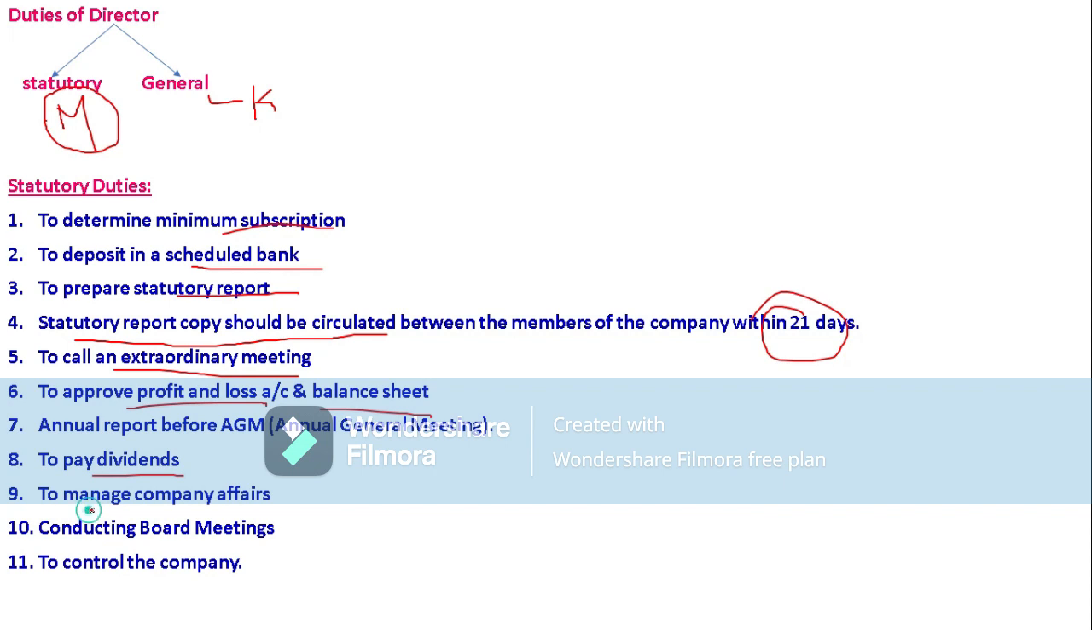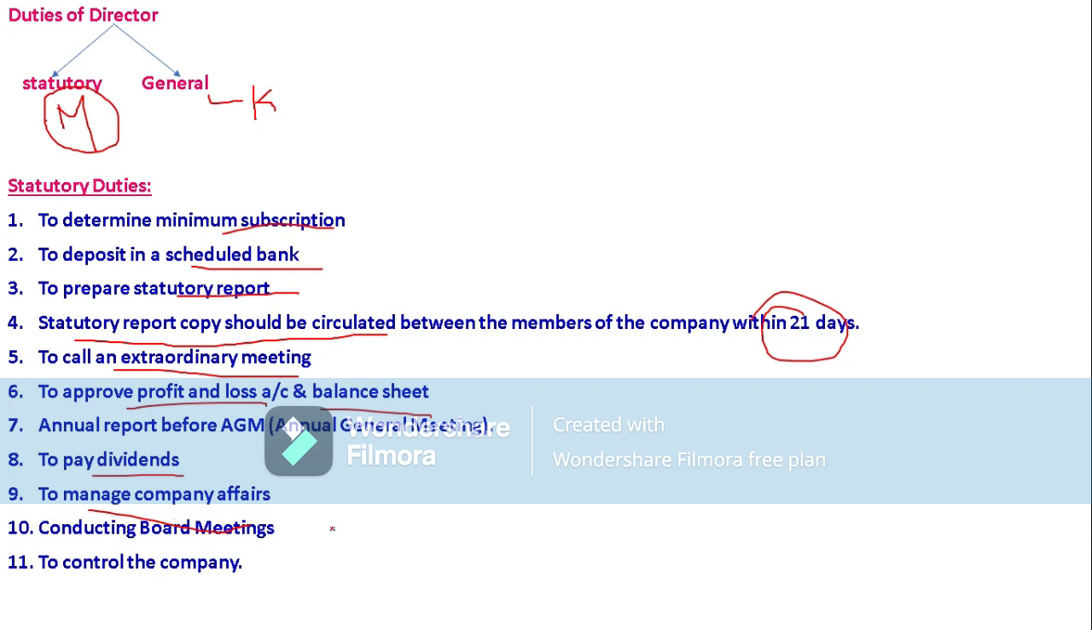And to manage company affairs. To manage company affairs is nothing but the internal management of the company, each and every aspect, as there is a different organizational hierarchy structure in the organization. He has to look after each and every department, whether each hierarchy is performing its roles and responsibilities or not. And conducting board meetings.